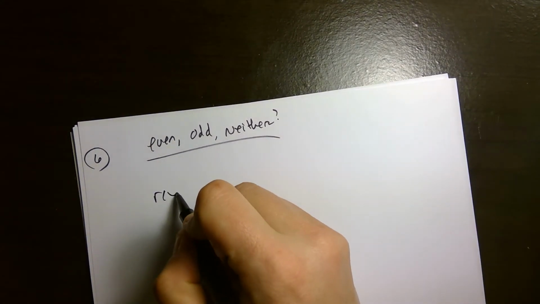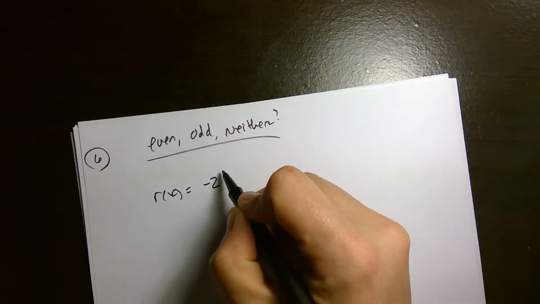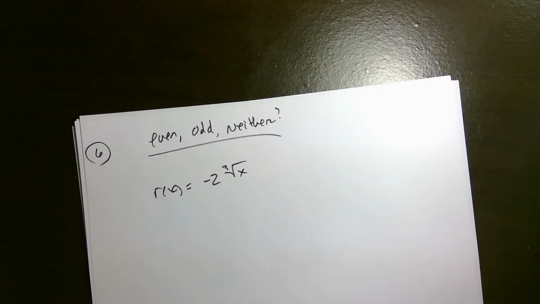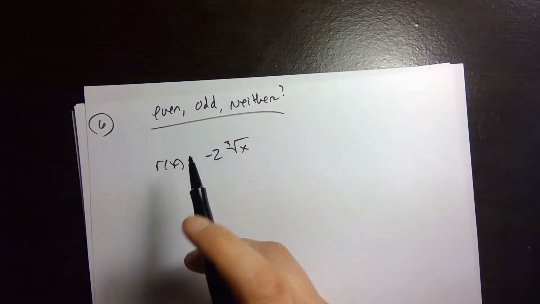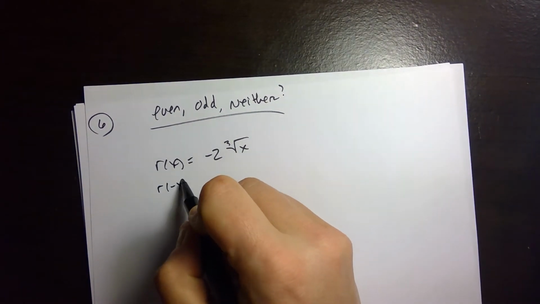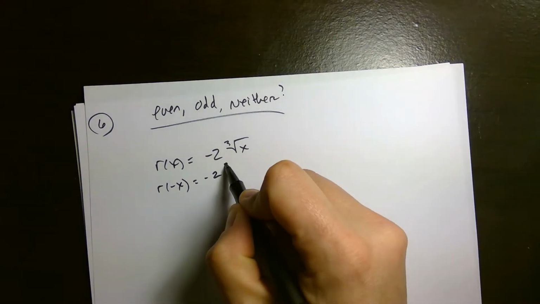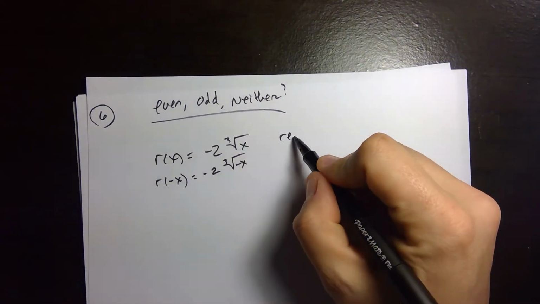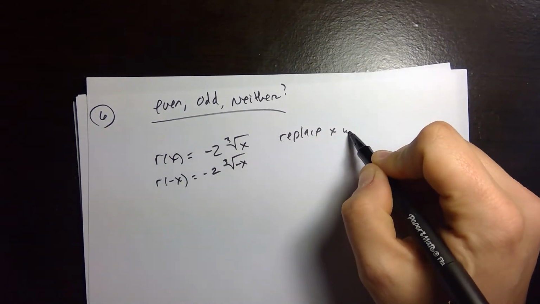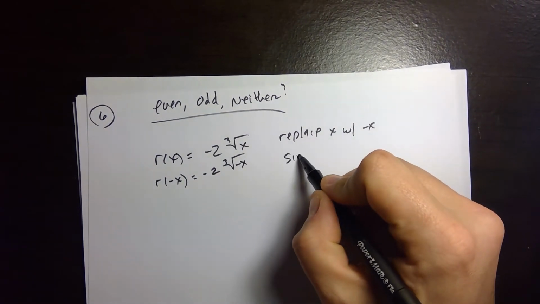And so here's the function. R of x equals -2 times the cube root of x. And we know from our notes that if we're trying to find if it's odd, even, or neither, what we do is we take x and we replace it with -x. So that's going to be the first step. So we're going to rewrite this as -2 times the cube root of -x. And then once we do our replacing, so replace x with -x, we want to simplify.